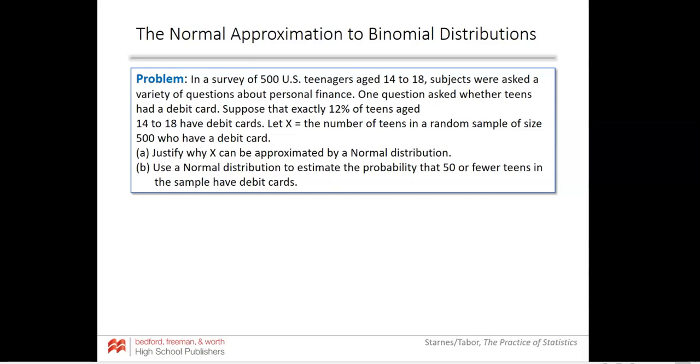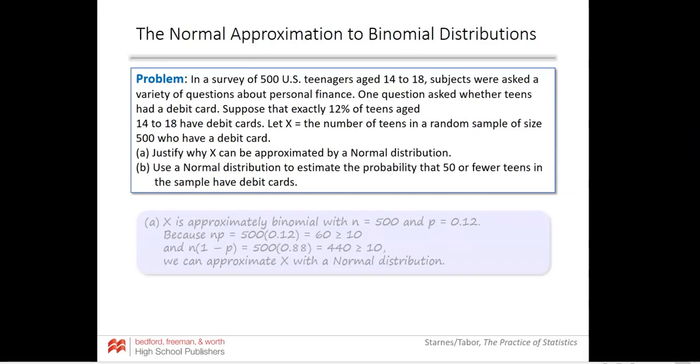Use a normal distribution to estimate the probability that 50 or fewer teens have one. Again, we'd have to calculate the mean, n times p. So n is 500 times p is 0.12. Multiply those to get the mean. Standard deviation is the square root of n times p times q, so the square root of 500 times 0.12 times 0.88. You get those mean and standard deviation there.